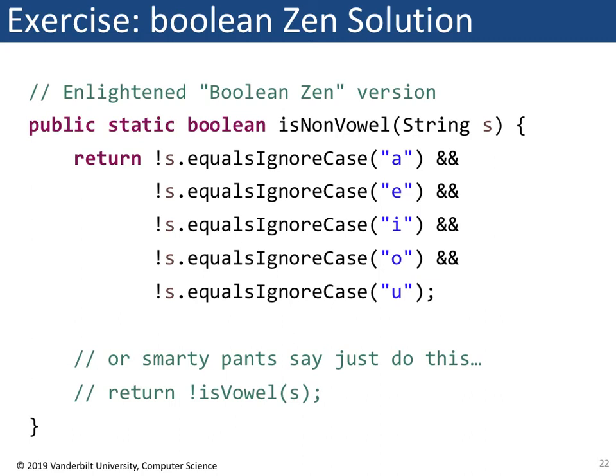Another way you could go about this is simply by making use of our isVowel method. So we could have simply had a return statement that was return not isVowel. And I'll leave that to you to figure out why that would work.